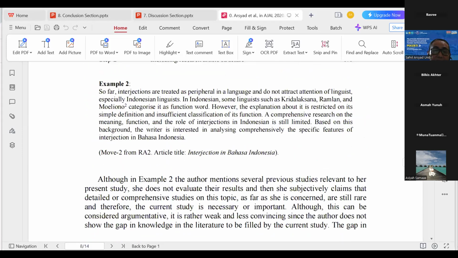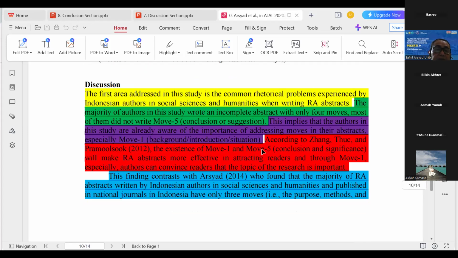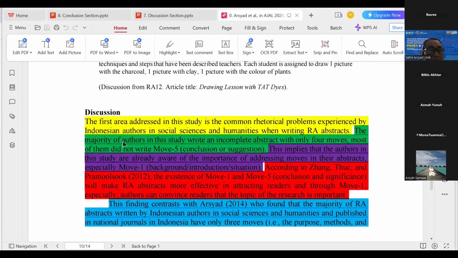Now we look at the first part of the discussion section. Move one here is the one marked in yellow. The first area addressed in this study is the common rhetorical problems experienced by Indonesian authors in social sciences and humanities when writing research article abstracts. So this is the restatement of the first objective of the research. This is move one.